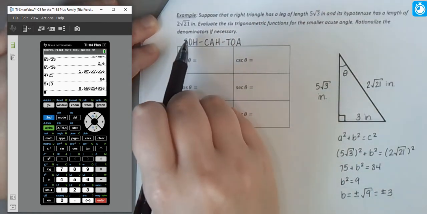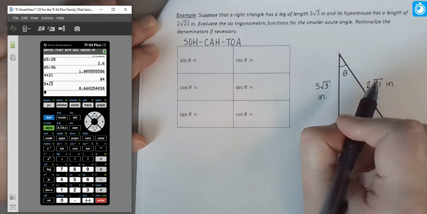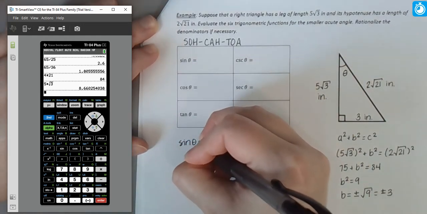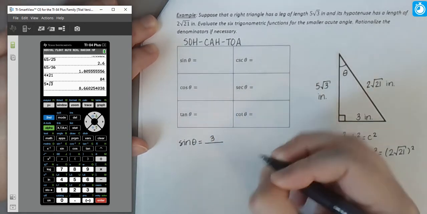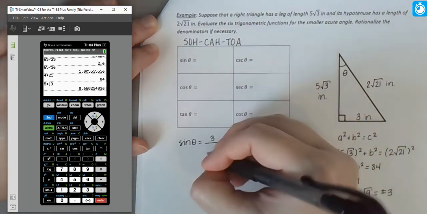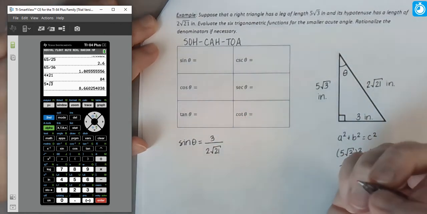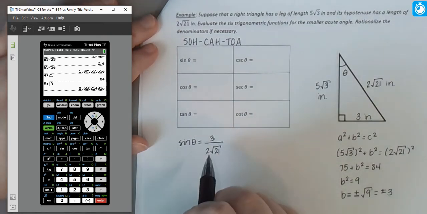Okay, so sine is defined as opposite over hypotenuse. Okay, so let's go down and simplify that. The sine of our angle is the opposite side, which has a length of 3 inches, divided by our hypotenuse, which has a length of 2 root 21 inches. Okay, we need to rationalize this.